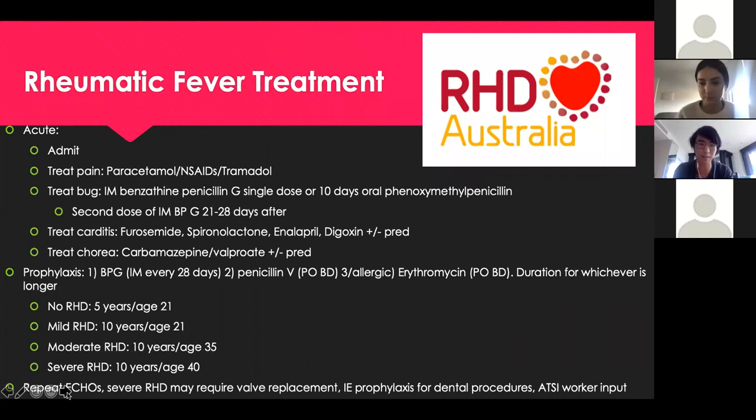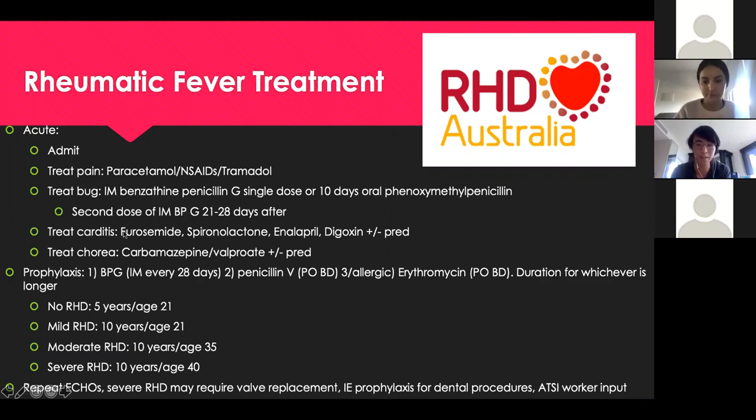The way to treat it is you admit them. If they've got arthritic pain, you can give them paracetamol or NSAIDs or tramadol. If they've got the streptococcal infection, then we need to give them antibiotics. The antibiotic of choice is your intramuscular benzathine penicillin G. That's given as 1 dose. Sometimes you can give a second dose afterwards as well. Or if they don't want an injection, then 10 days of oral phenoxymethylpenicillin.